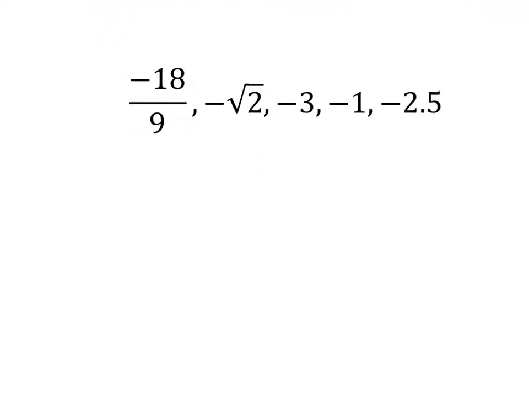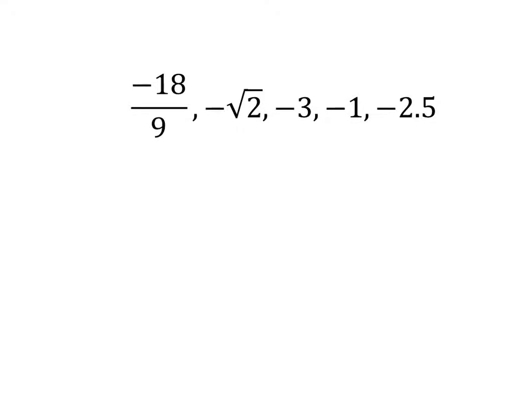All right, one last example. Okay, these ones, again, it'll probably be the easiest to write these just as decimals. So let's think about negative 18 divided by 9. Well, that is equal to negative 2. Okay, so then let's order these.